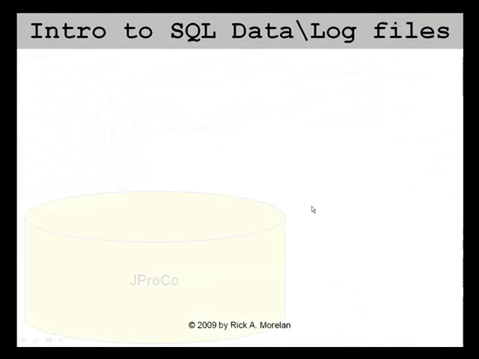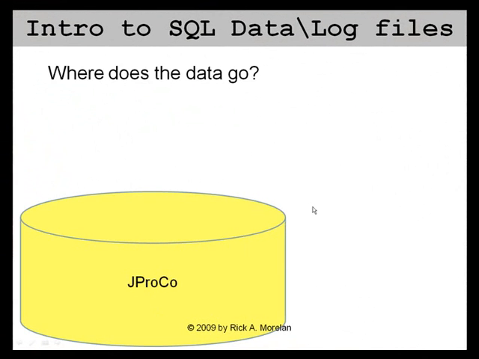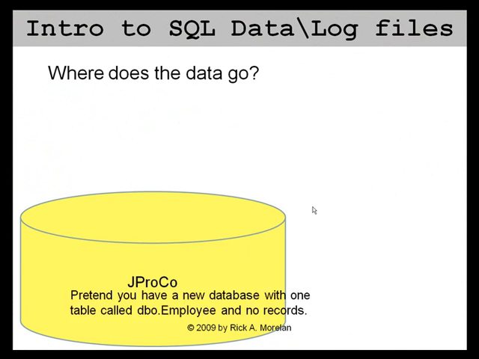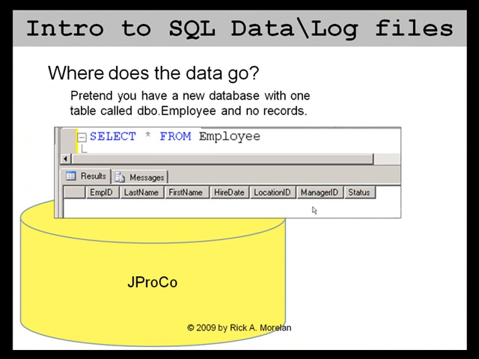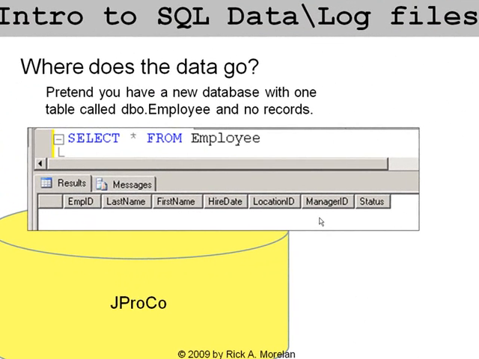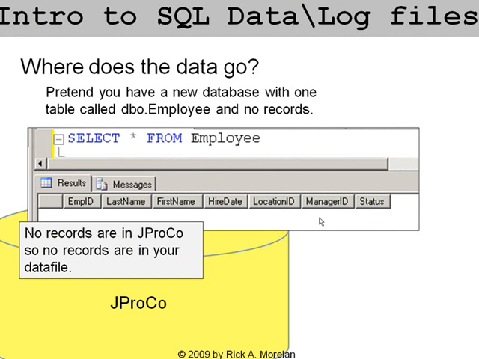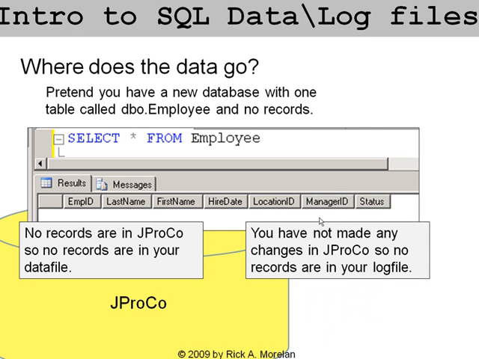So what's all involved with SQL data and log files? Where does the data go, and what type of data? So here's what we're going to do. Pretend you got a brand new database with no records, and you just got one table called employees. There are no records in your JProCo database, so there's no records in your data file. And since you haven't made any changes to JProCo, there's no records in your log file.